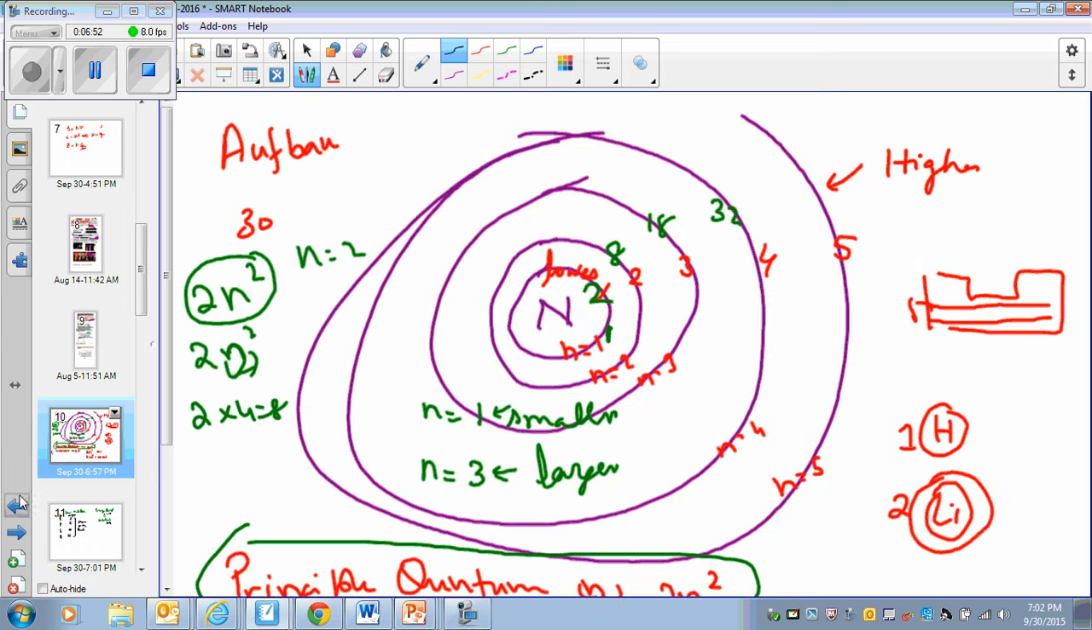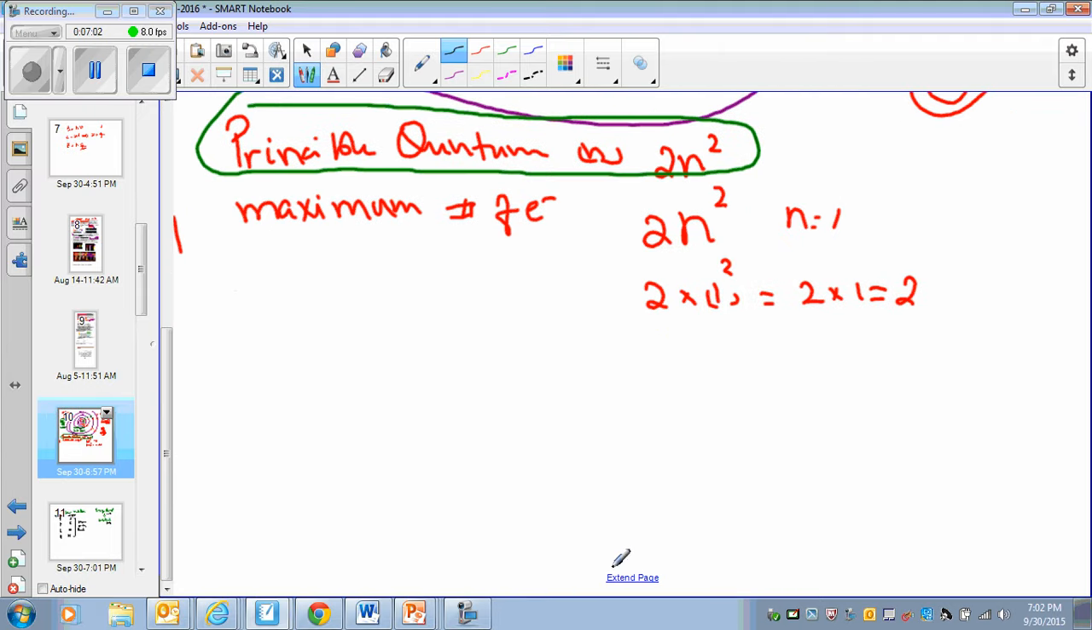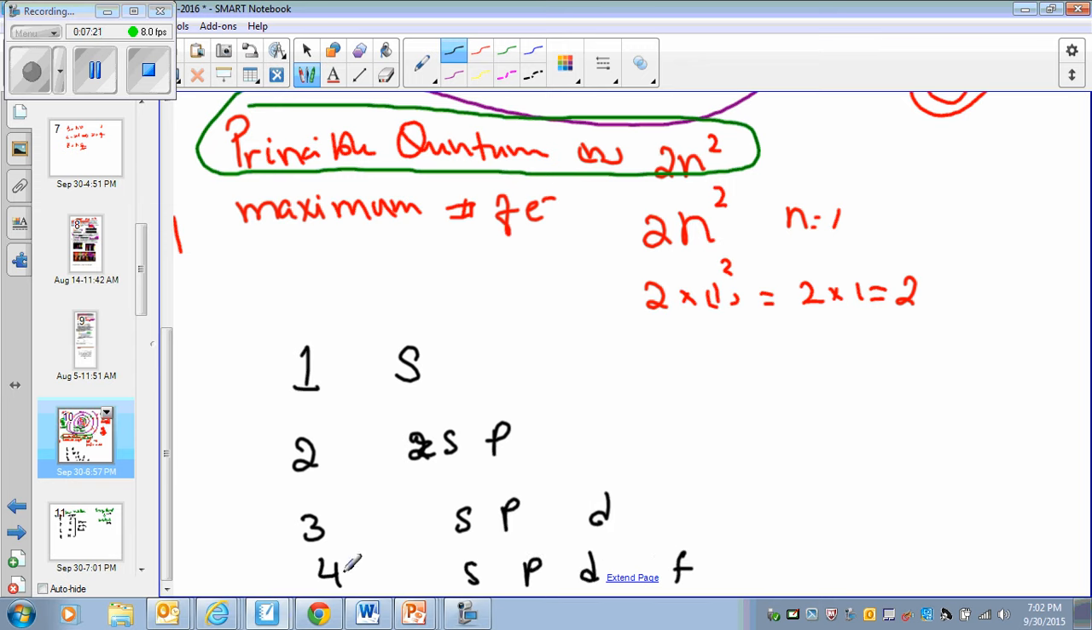So what I'm trying to explain here is that these are the energy levels, and these energy levels are further divided into sub-levels. Now, how many sub-levels each energy level has depends on the energy level. If it is energy level 1, it has only 1 sub-level, S. If it is energy level 2, it has 2 sub-levels, S and P. Energy level 3 has S, P, and D. Energy level 4 has S, P, D, and F, all 4. And then it repeats because the maximum is 4.